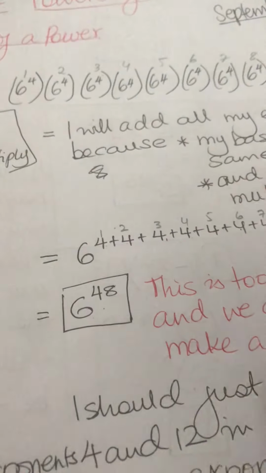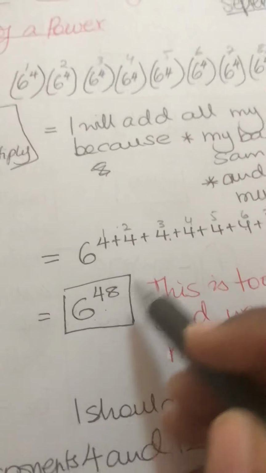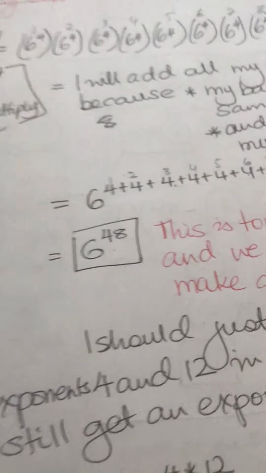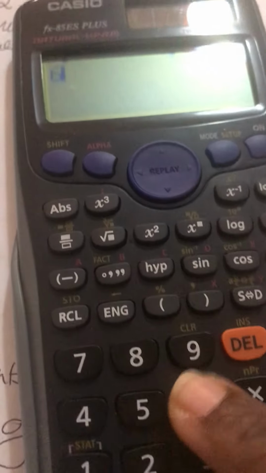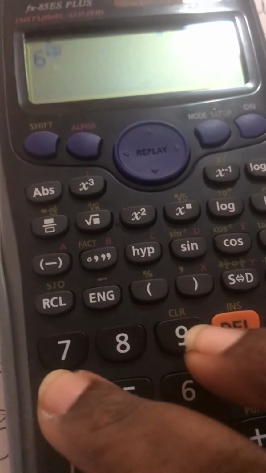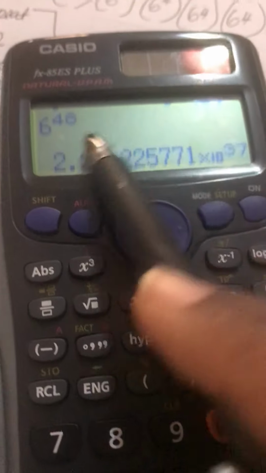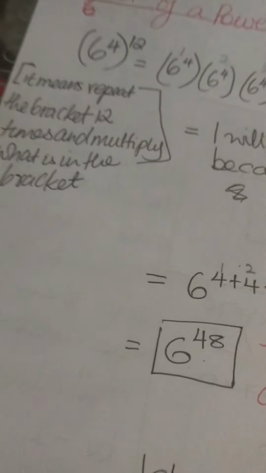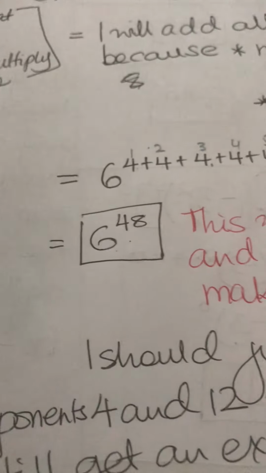And I can still make it without the exponent. When I use the calculator and I put 6 to the 48th power, I'm sure it's going to be a longer number. Yeah, see, it's a longer number, okay? You can just stop there.